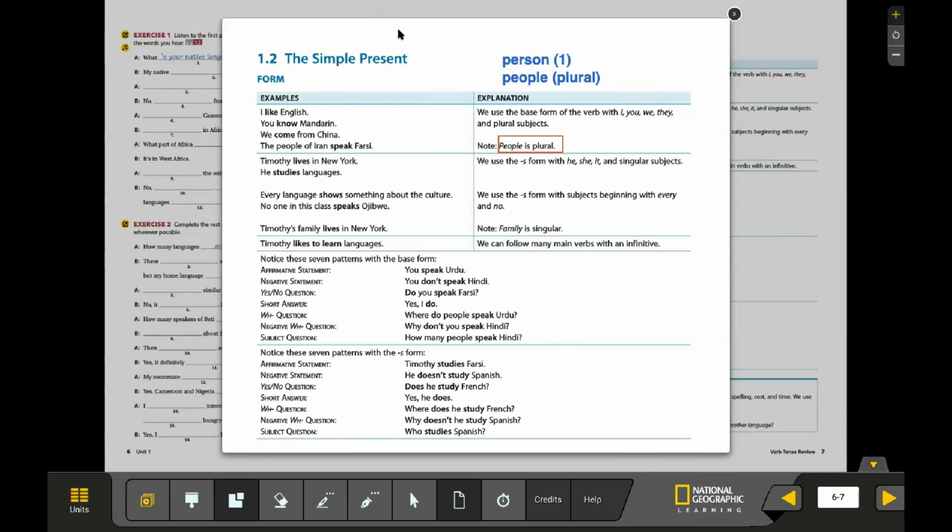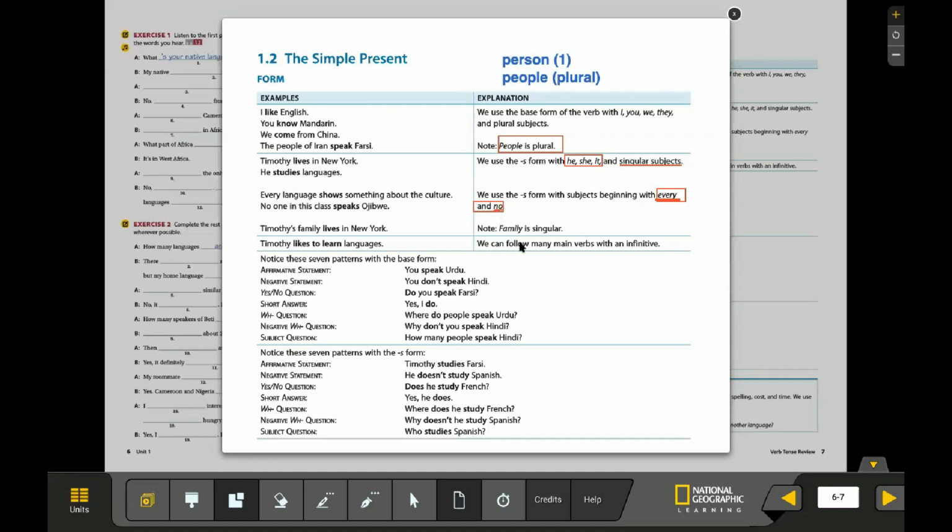Perfect, perfect. Okay, thank you, Andrea. So besides the case that I told you guys, the third person singular and the singular subjects, we also use the S form with subjects beginning with every and no: everyone, no one, every person, every something. We use the S form, okay, it's singular, and also no. No one can speak Chinese here, for example, okay? So with no and every.